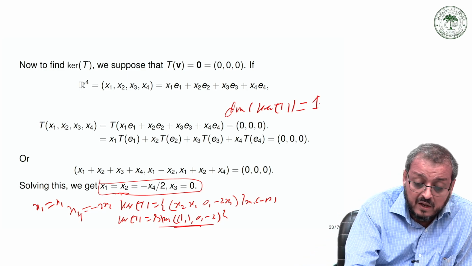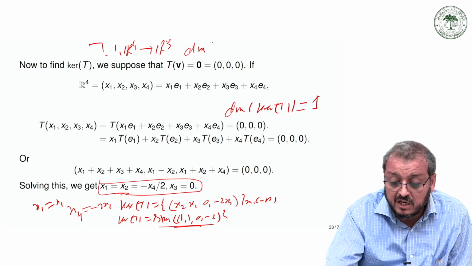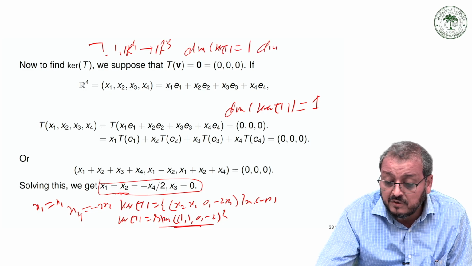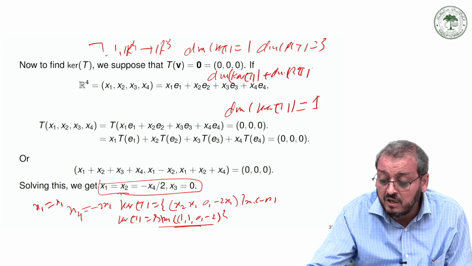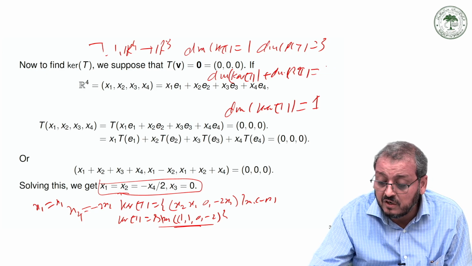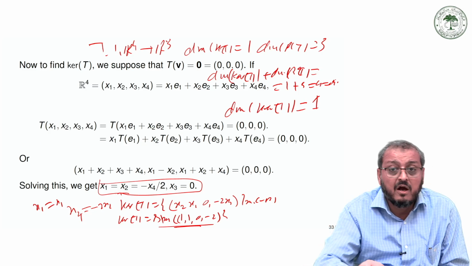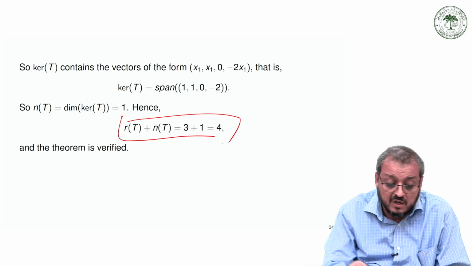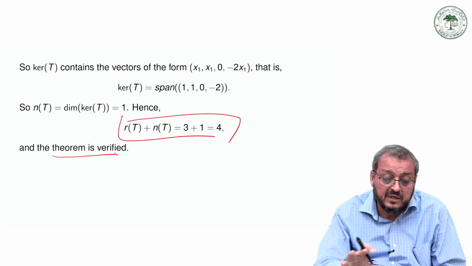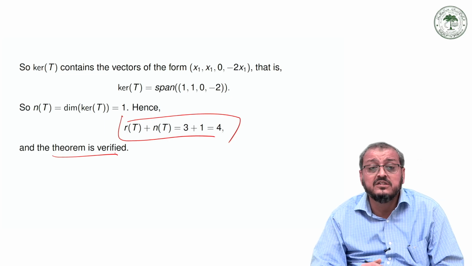Now we have T from R4 to R3, and we show that the dimension of the kernel of T is equal to 1 and the dimension of the range of T is equal to 3. So the dimension of the kernel of T plus the dimension of the range of T is equal to 1 plus 3, which is 4, the same as the dimension of R4. So the theorem is verified. This completes the proof of the theorem, and we have also verified it by this example.